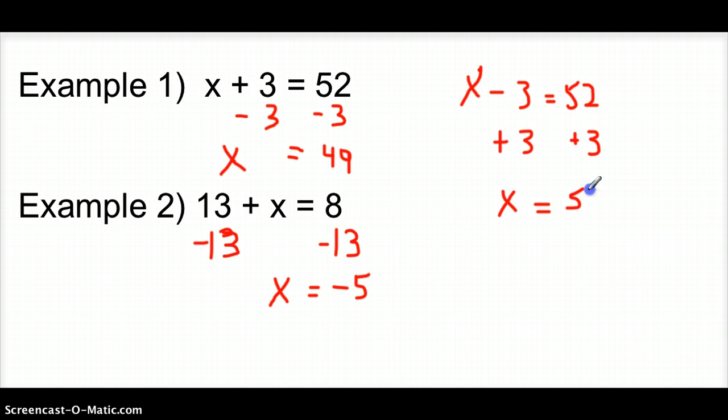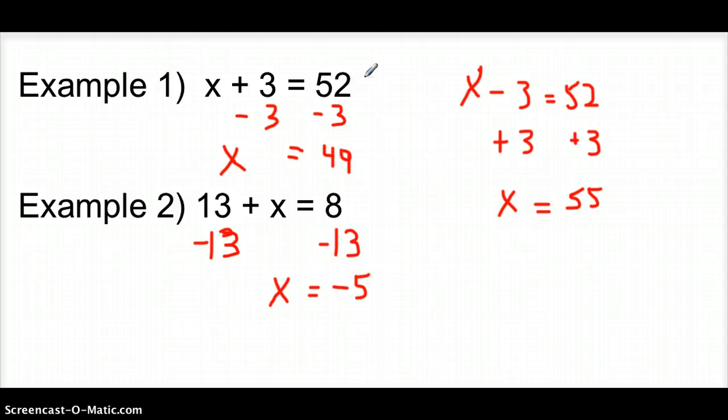So if it had been written the other way with x minus 3 equals 52, our answer would be x equals 55. In the first case over here, since it was x plus 3 equals 52, we'd subtract 3 from both sides and get x equals 49. So those are single step equations, and those couple of rules really will help us be able to solve a lot of these.